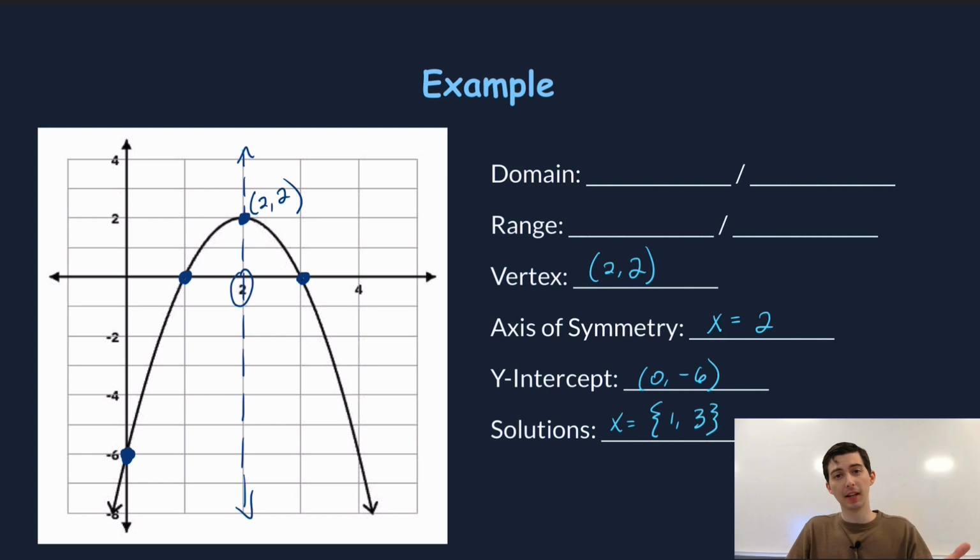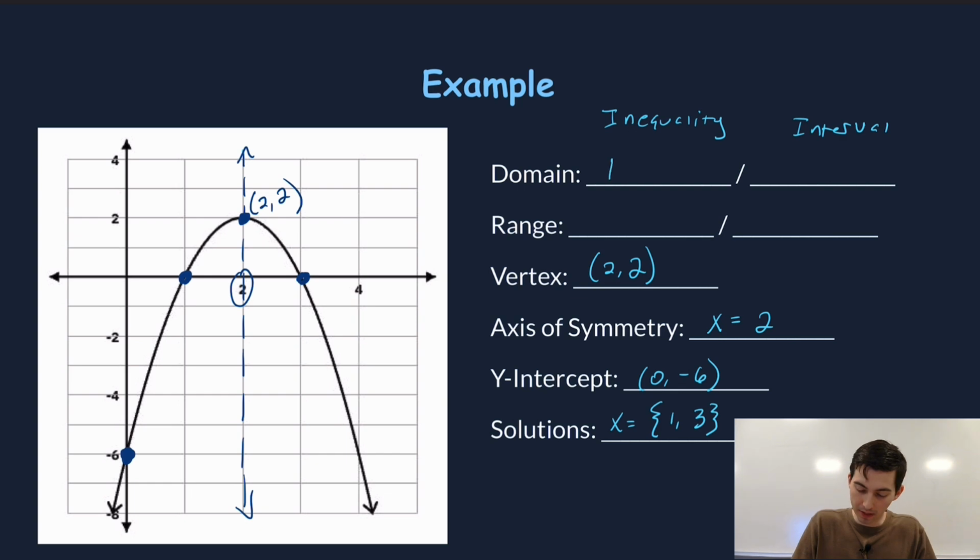Now domain, we're going to write this in inequality and interval notation. Domain is always going from left to right. So I see I have these arrows here, which means I'm going to continue left forever, but I'm also going to continue right forever. So in my inequality and interval notation, my inequality notation would be all real numbers like this, and my interval notation would be -infinity to +infinity.